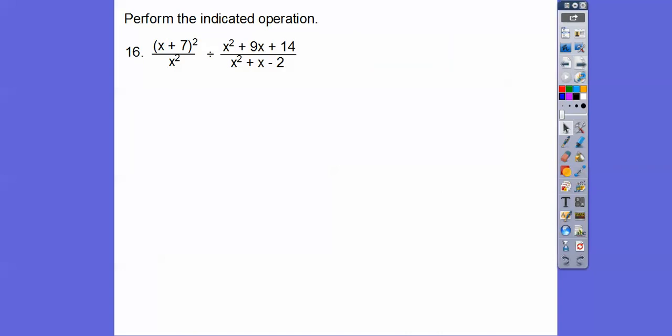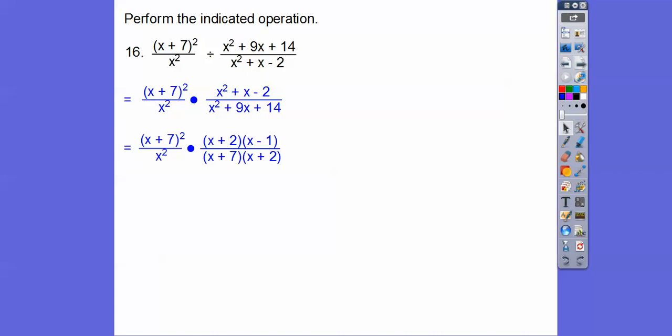All right, so we've got to keep, change, flip. So I'm going to keep the first fraction, flip the second fraction, and change it to a multiplication, and then factor. Okay, and then cancel out all the common factors, and you should get that. Okay, those are pretty easy.